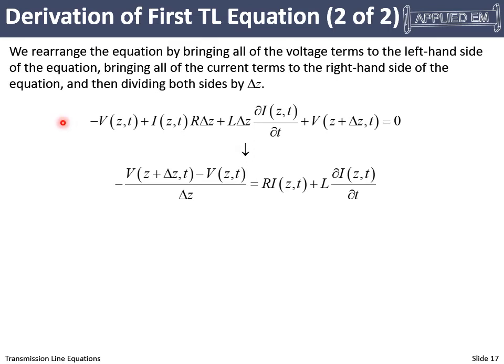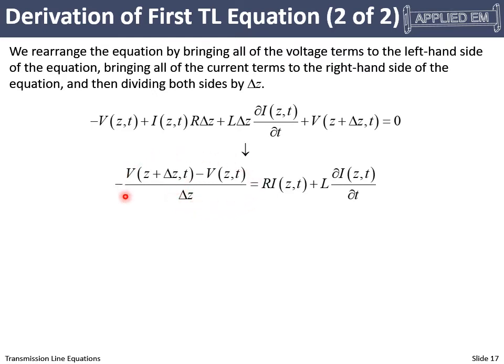So this top equation here is what we derived on the previous slide. All we're going to do is rearrange some things. Let's bring all of the voltage terms to the left side of the equation and all of the current terms to the right-hand side of the equation, and then divide the whole thing by delta Z. So that isolates delta Z to this point here.